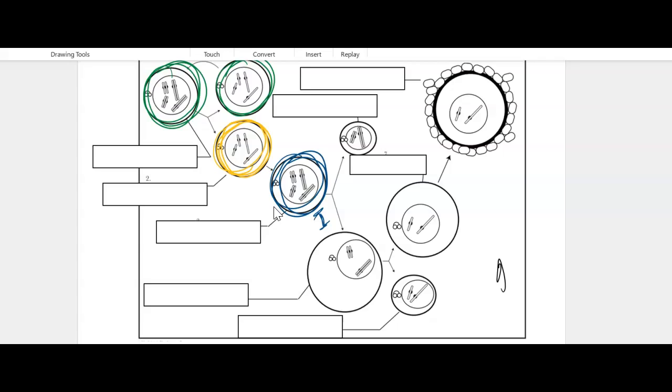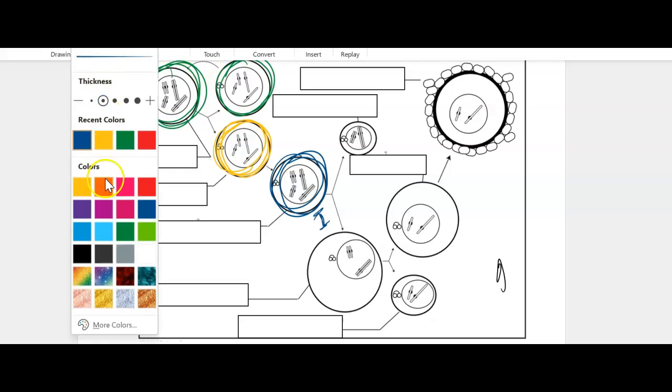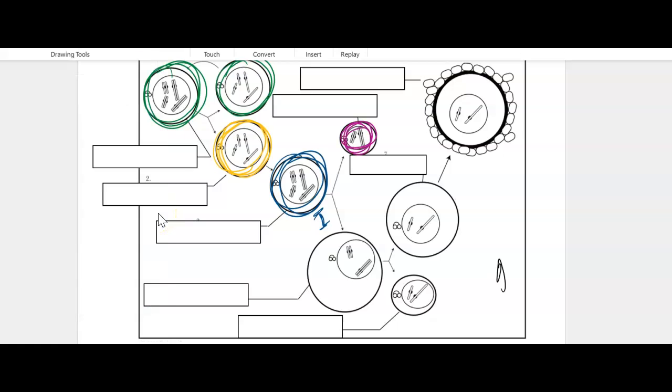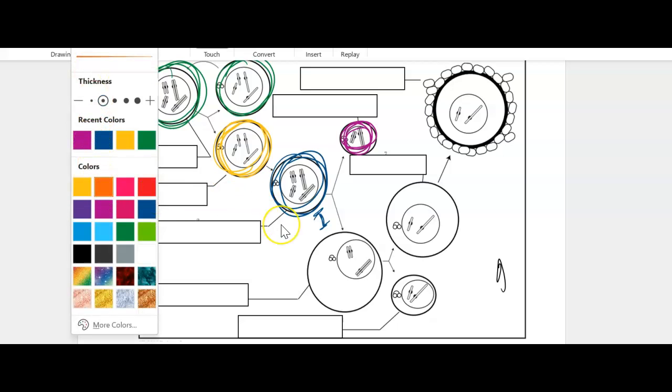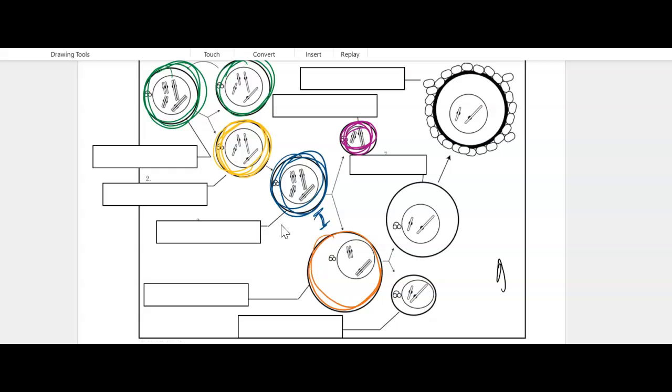The primary oocyte is going to split to form two different products. One of them is going to be a large secondary oocyte, and the other is a small cell called the first polar body. So the first polar body we'll put right here. It's a smaller cell. And the second one, the big one, is going to be right here, the secondary oocyte.